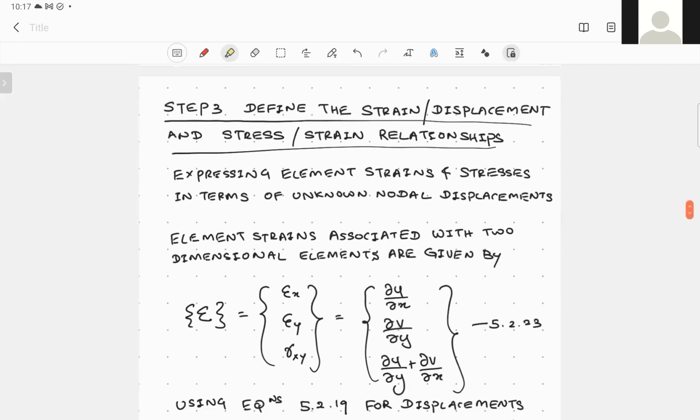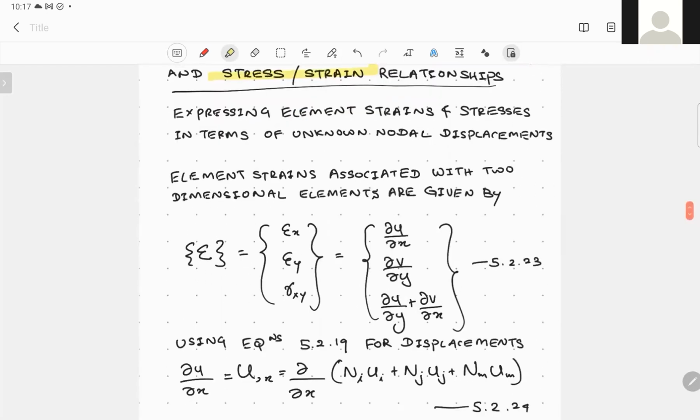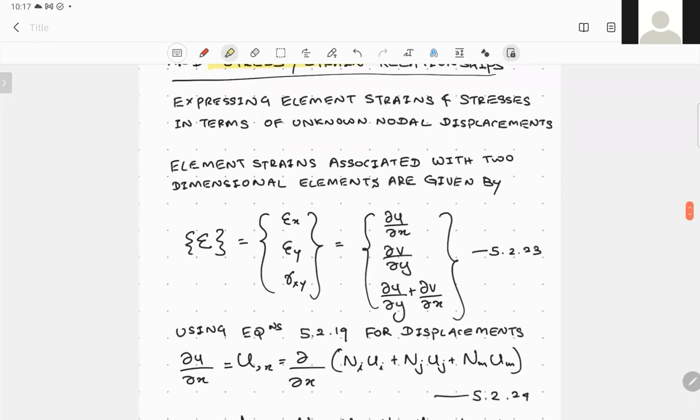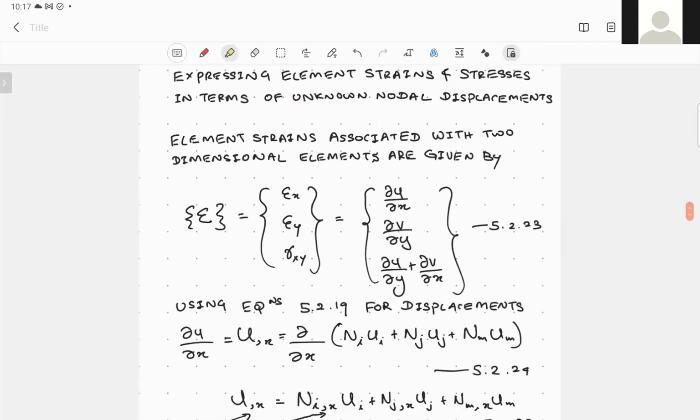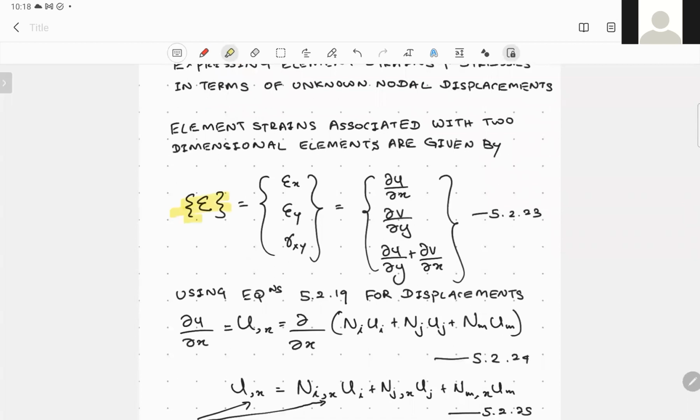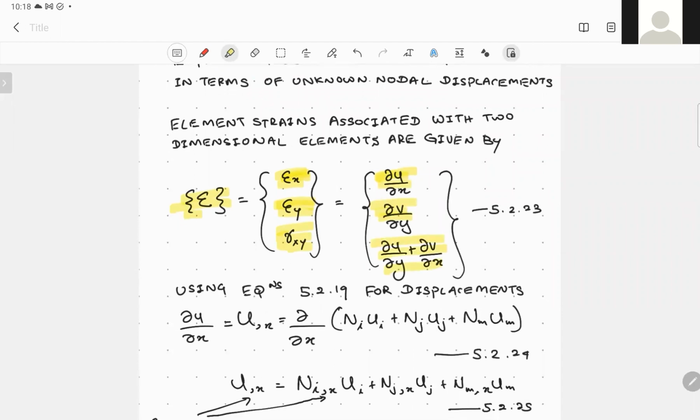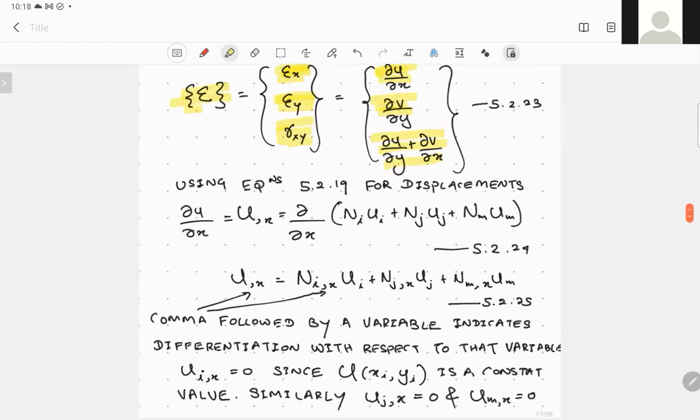Let's now define the strain displacement and the stress strain relationships. When we talk about the strain matrix, we have three strain relationships. We have the strain in the x direction, the strain in the y direction, and of course the shear strain, which we can characterize using the displacement functions, by taking the partial derivatives of the displacement function.